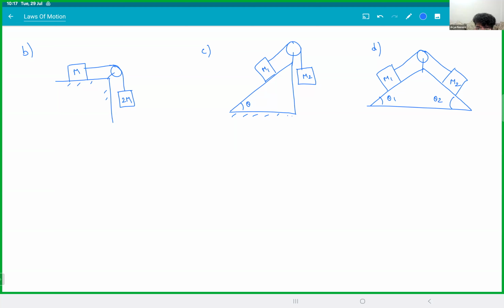Sir, in the D question, which block is heavier? Doesn't matter. Assume any direction, science will take care. It is not about the block also. Angles may matter, Arya. Yes, sir. I can have M2 greater than M1, but still M1 can slide down. So when you don't know, assume any direction, it will work. Science will take care.